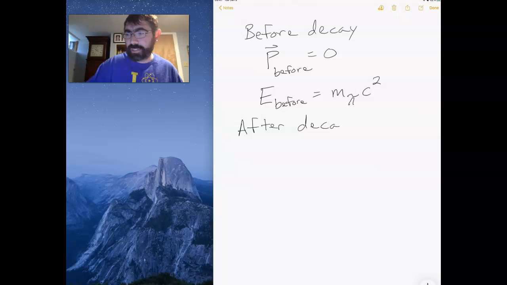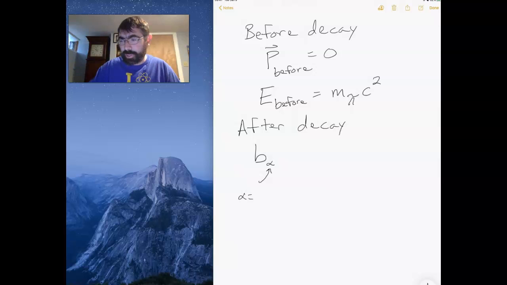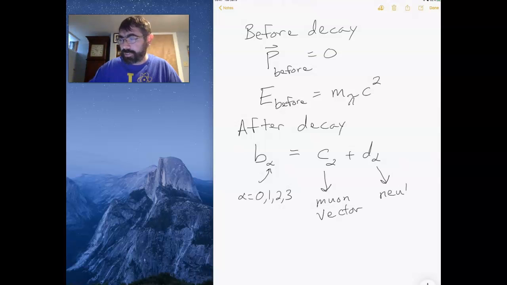So after the decay, what we have is a total vector, which I'm going to call b sub alpha. Now this alpha is an index, where alpha goes from 0, 1, 2, and 3, so time x, y, z. And that is actually the sum of two momentum vectors, I'll call c and d, where this is the muon vector, and this is the neutrino vector. So b is just this total vector.